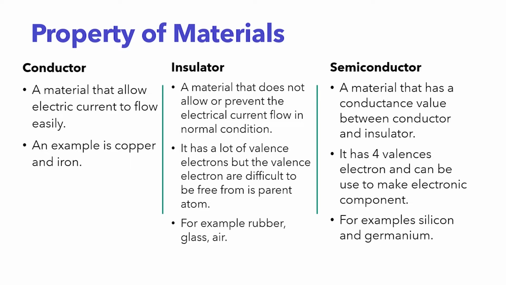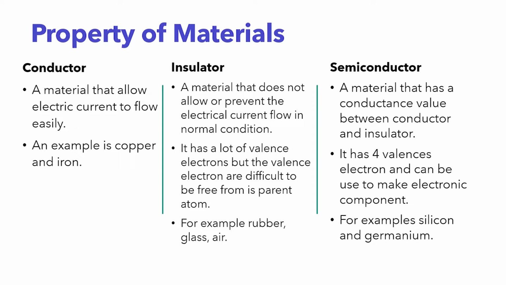Basically, there are 3 types of materials that exist around us. The first one is conductor, a material that allows electric current to flow easily. The example is copper and iron. Second one, insulator, a material that does not allow or prevents the electrical current flow in normal condition. It has a lot of valence electrons, but the valence electrons are difficult to be freed from its parent atom. For example, rubber, glass, and air. That means insulator, it won't conduct electricity.